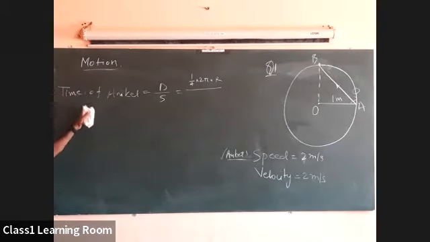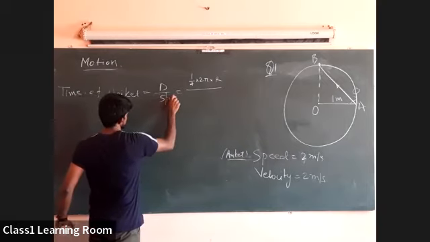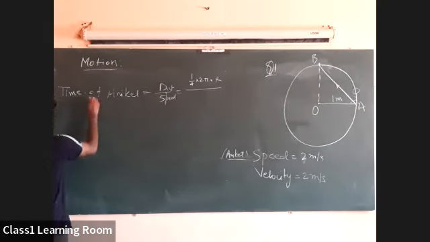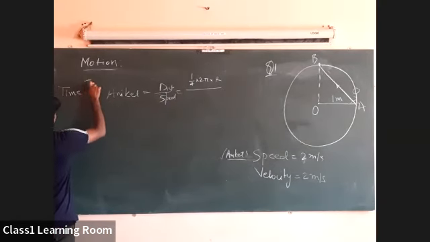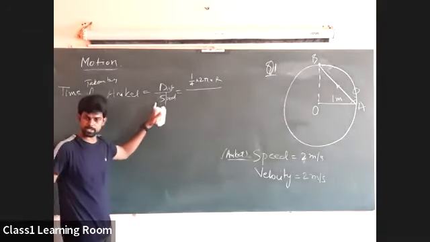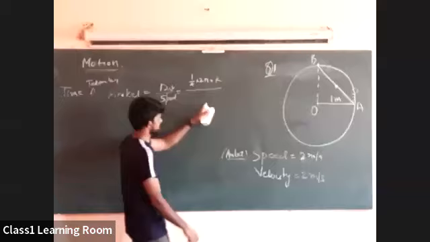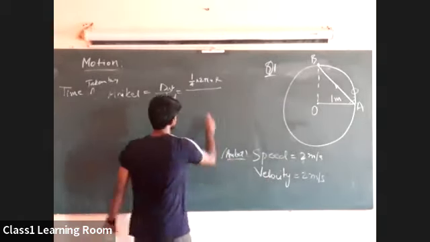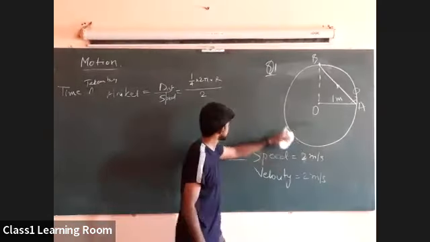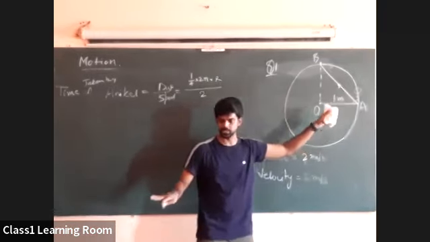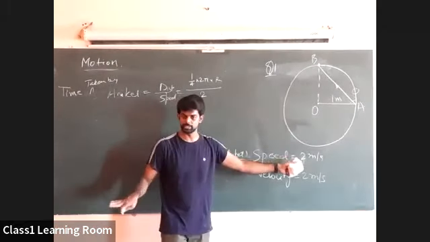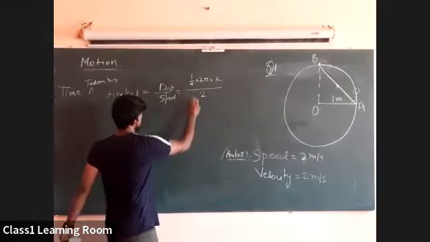So time taken by Aniket is distance by speed. So what is the speed of Aniket? 2 meter per second. Fine. See, this is also in meter per second. This length is also in meter. Both are in SI unit, and time is already in SI unit, so we don't need to convert any units. Okay. So can we calculate this?